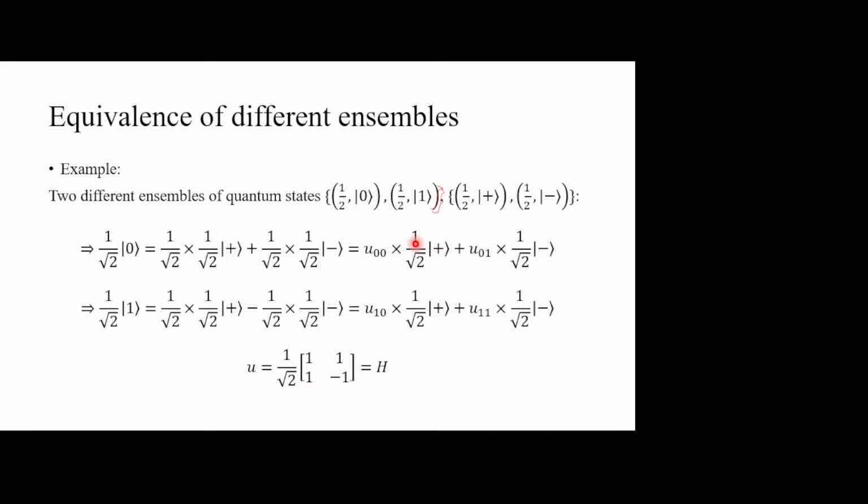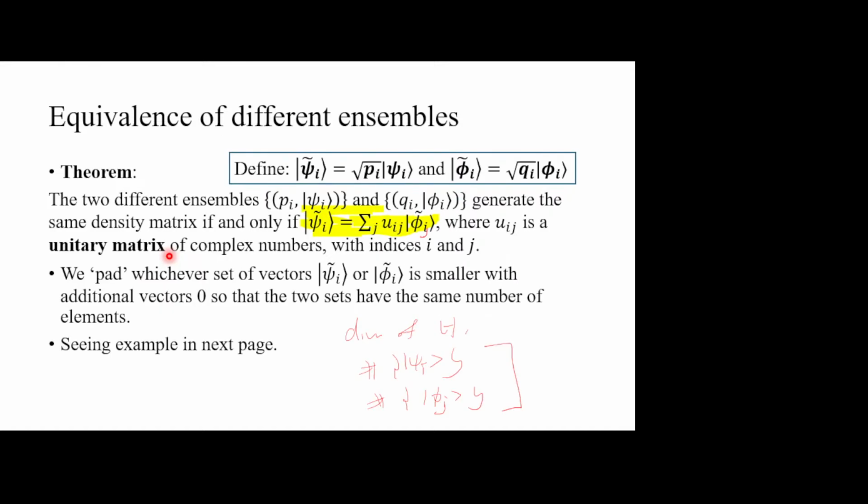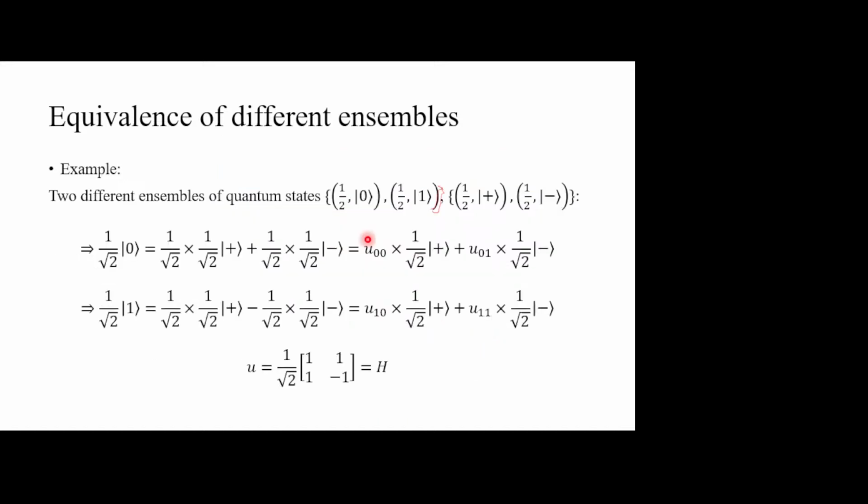And when we group them together into a matrix, we see our u is 1 over square root 2 times 1, 1, 1, minus 1. They actually happen to be the Hadamard matrix, but it's kind of a coincidence. Anyway, you see that this is a unitary matrix, and this is what we mean by relating the vector set here to the vector set there by a unitary matrix. Now let's start with the proof.